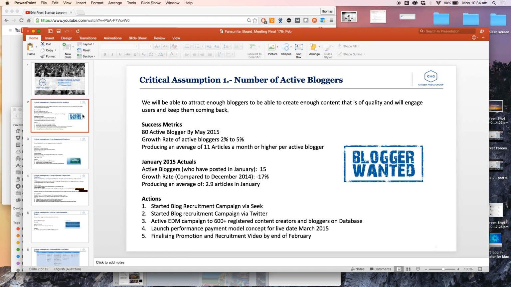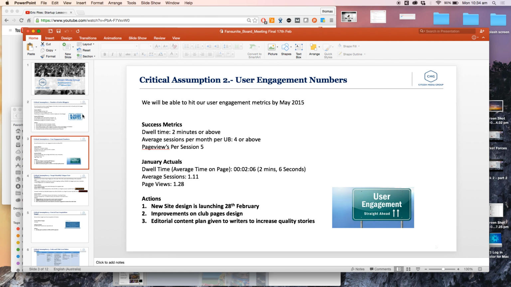The growth rate at that point was through the floor, because we hadn't actually started recruitment, and they were producing an average of 2.9. That's a pretty glaring warning sign. You say, all right, unless you fix that, this whole website's going to collapse. So we said, what are we doing? We started recruiting. We did a bunch of stuff through Twitter. We had an EDM campaign. We were launching a payment model around performance, where we paid them if they produced a certain amount of articles per month. Lots of tests all the way through there. So that was the first assumption.